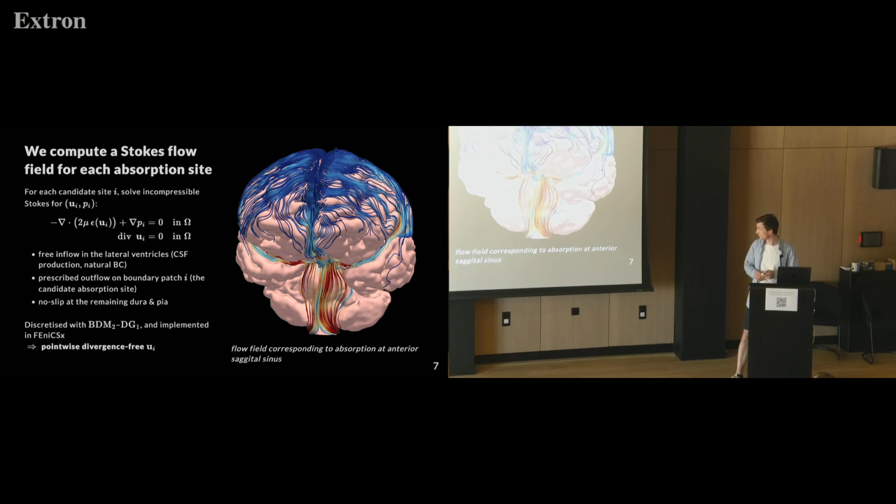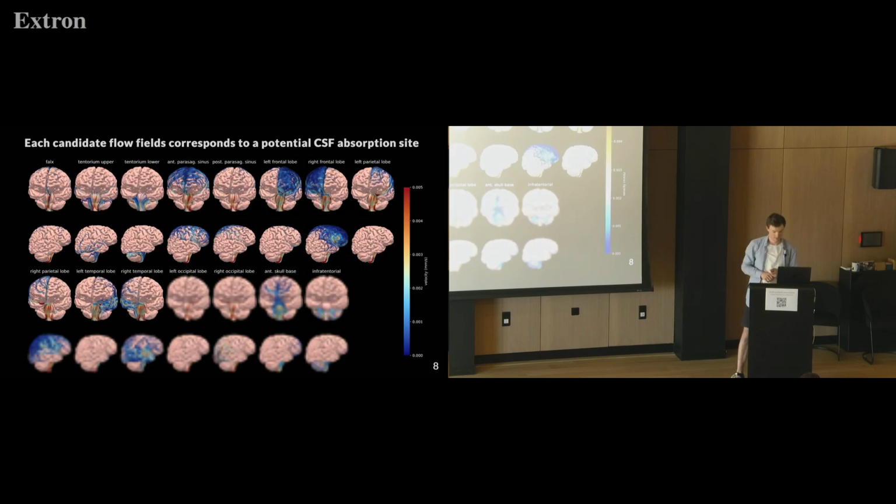mass-conservative flow field. And then here on the right, what you see is a streamline visualization of one of these candidate flow fields, which corresponds to absorption at the anterior sagittal sinus. So this is something that sits here on the top of the brain between the two hemispheres. And we do this for all these different absorption sites.